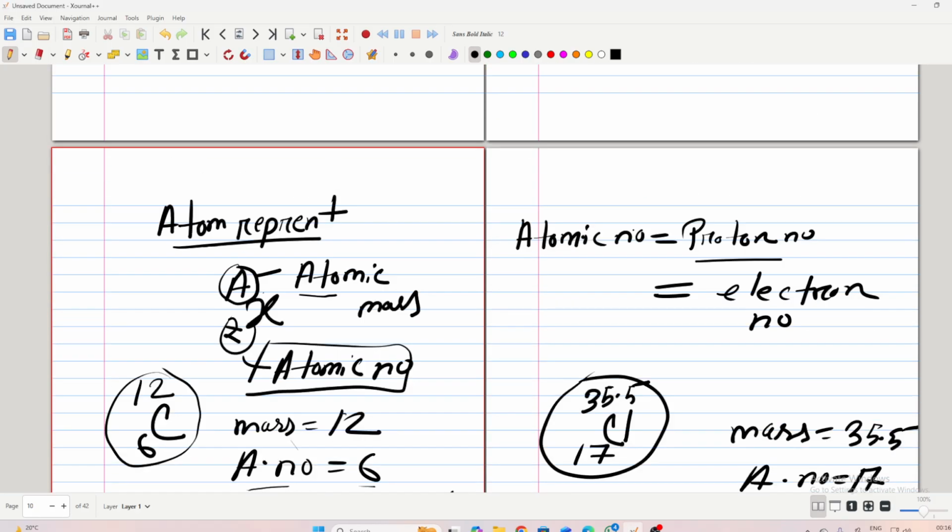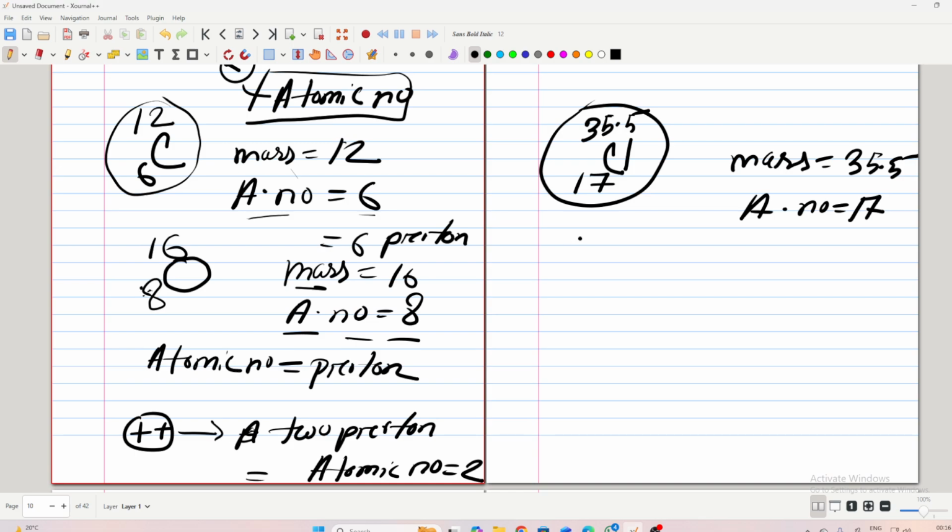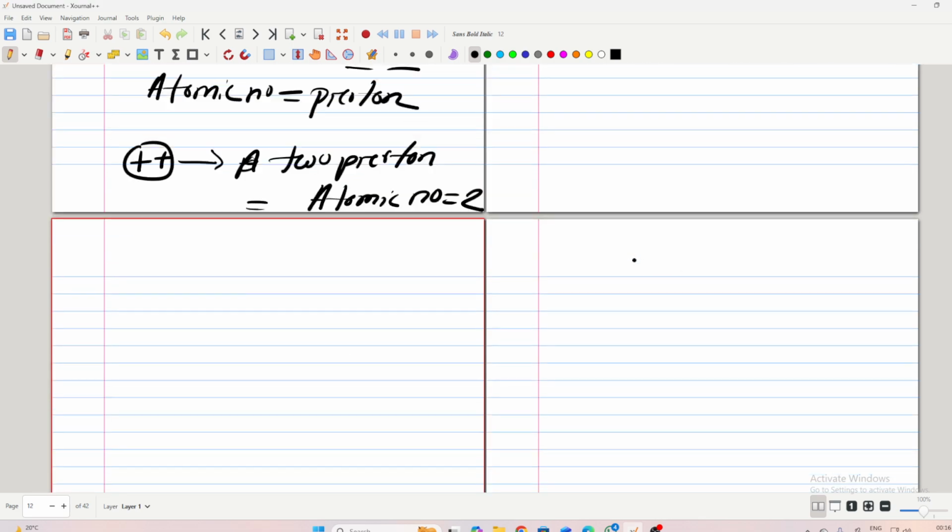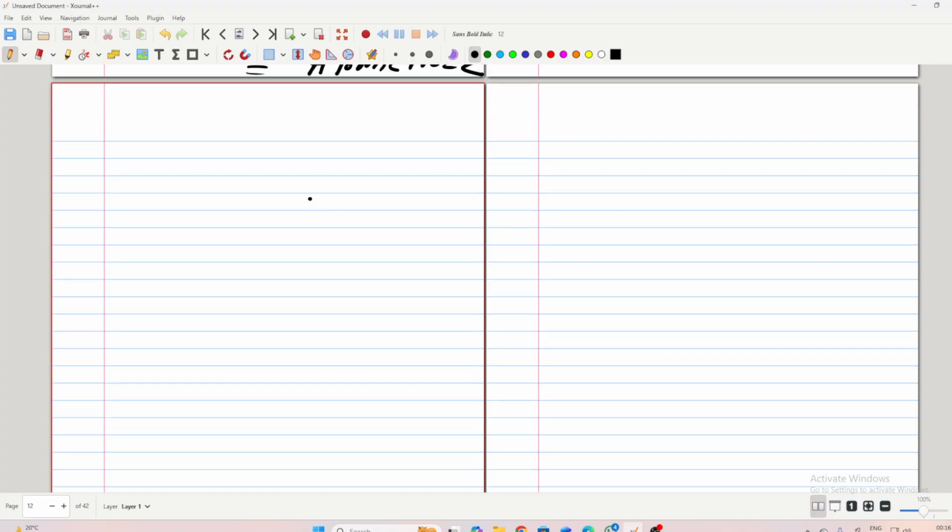Now we will learn about isotopes. What is an isotope? If two atoms have the same number of protons, they are called isotopes.